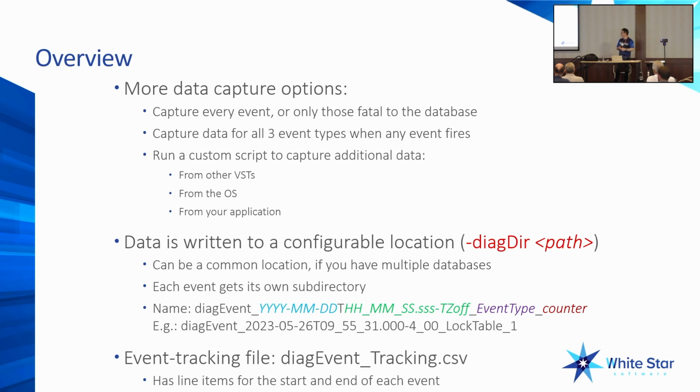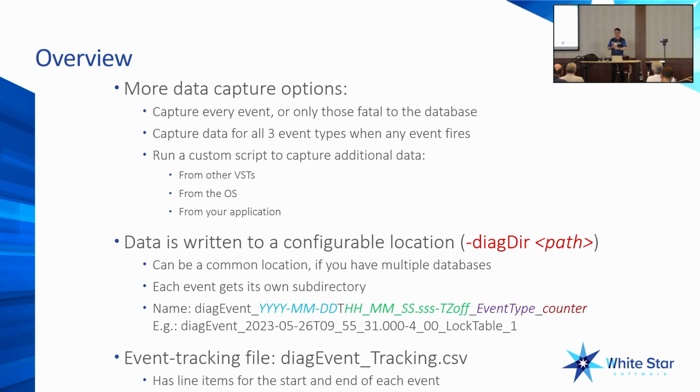A powerful feature is that you can create a script with a particular name and have the database run that script at the time of the event. So, you can let your imagination run wild here. You could capture data from other VSTs that are interesting to you. You could capture information about the process list, the file system, how full your disks are. You could capture information from your application about which batch job is running or which order you're picking or whatever it might be that's appropriate for you. So that's a very powerful extensibility feature.